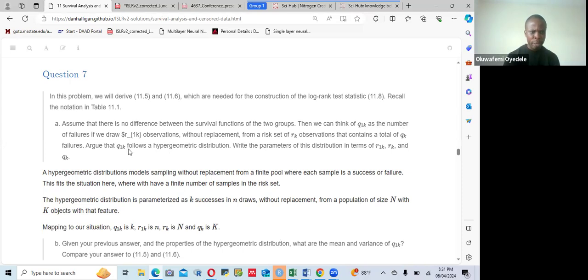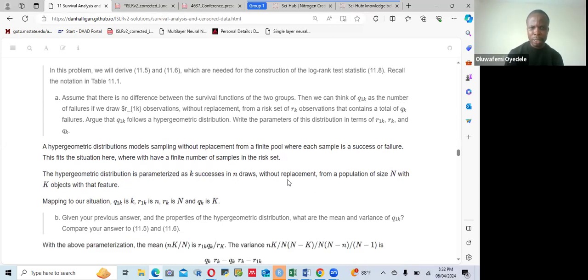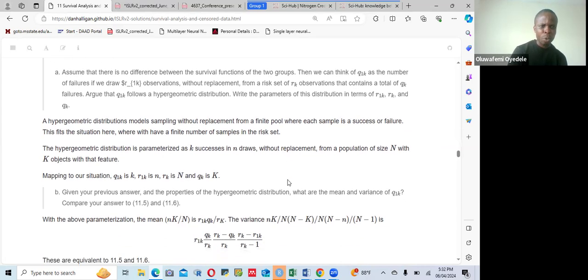So here, what are we doing? They were saying that the hypergeometric distribution models sampling without replacement from a finite pool where each sample is a success or failure. So this fits the situation here, where we have a finite number of samples in the risk set.